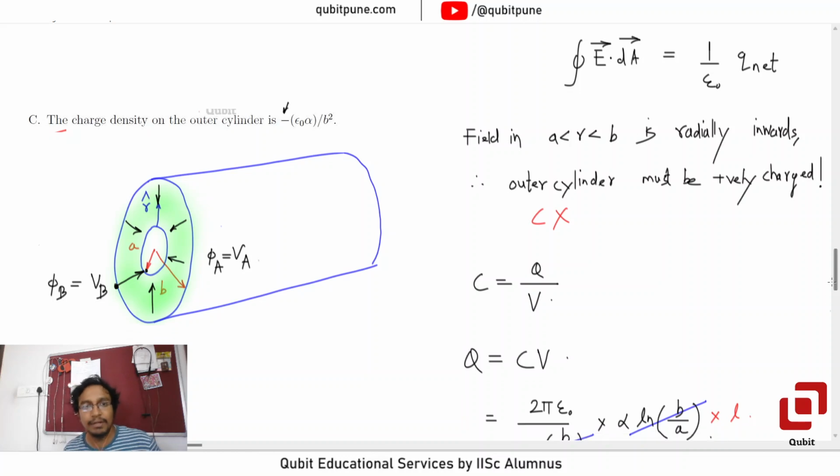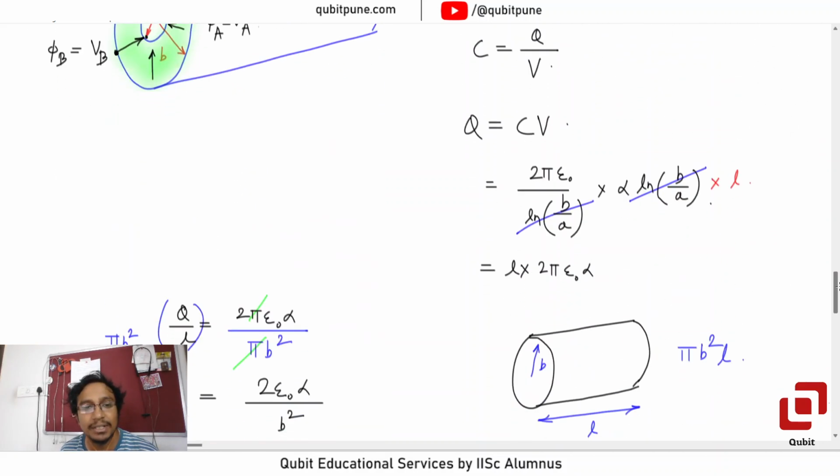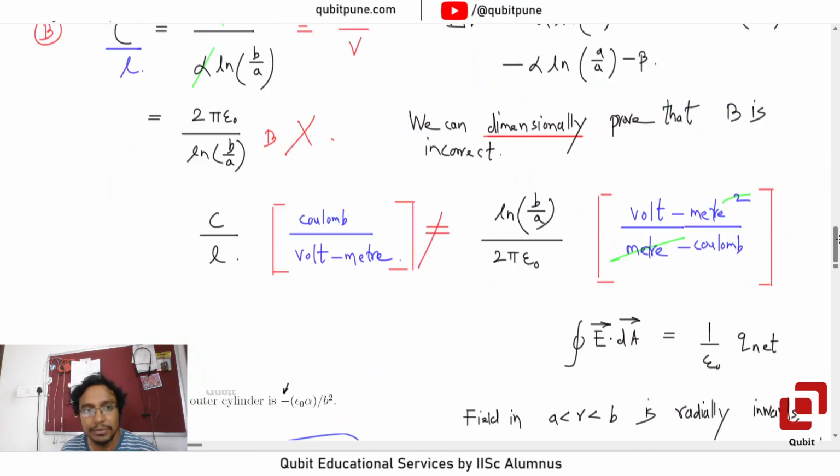Yeah, okay. So they have negative sign there, so we need to rule that out. And we have got it as 2 epsilon naught alpha upon b squared. मतलब negative sign के बदले अगर 2 होता तो accept कर लेते. So C is also not right.